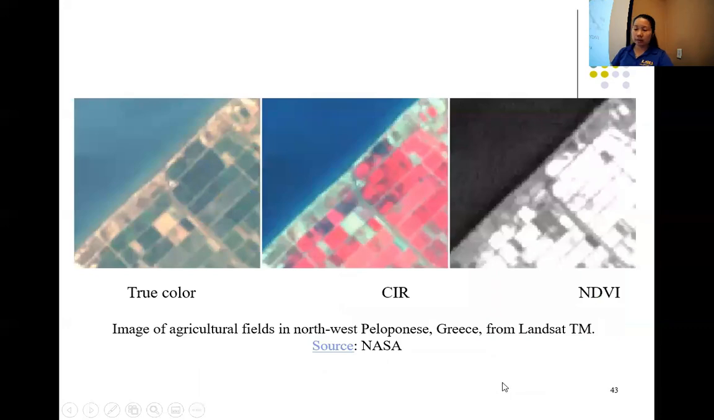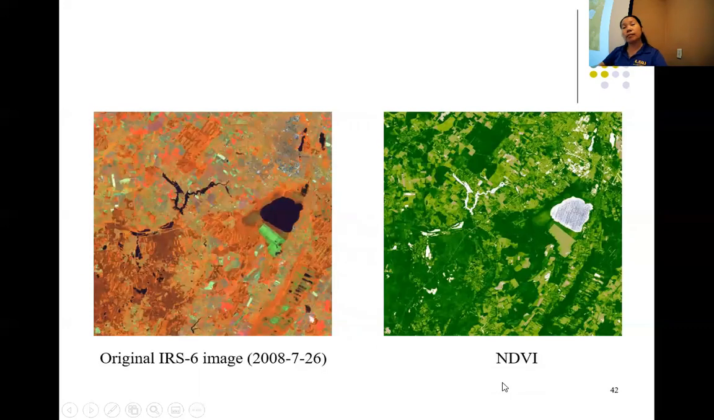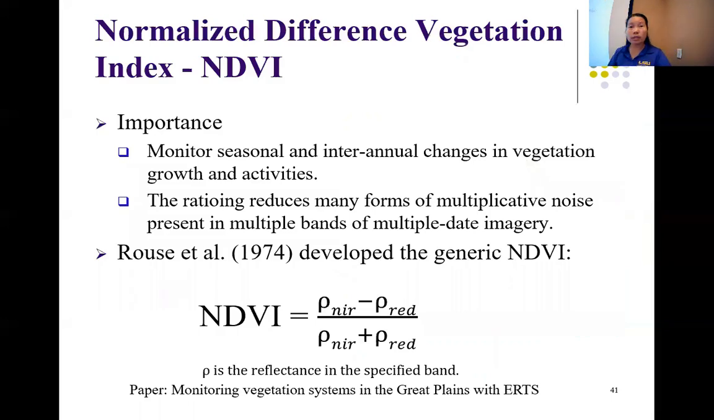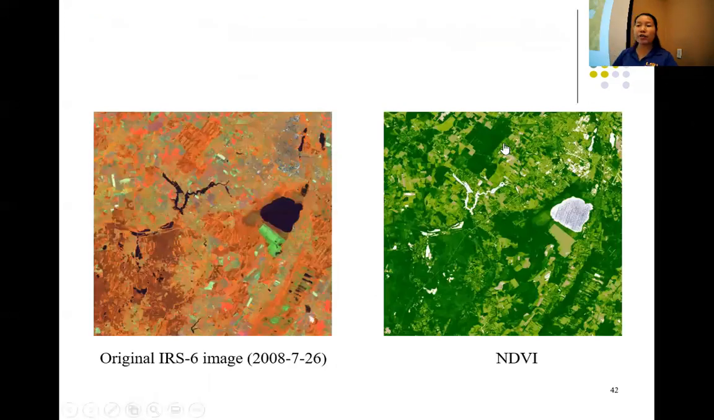You are not using the physical value, you are using the reflectance. You are using the reflectance in the NDVI. The rho is not the pixel value, it's the band value. Here, for every single pixel, you will calculate the NDVI value.